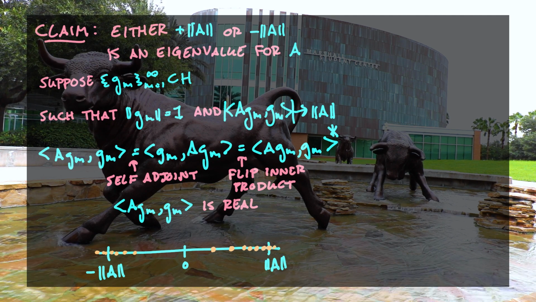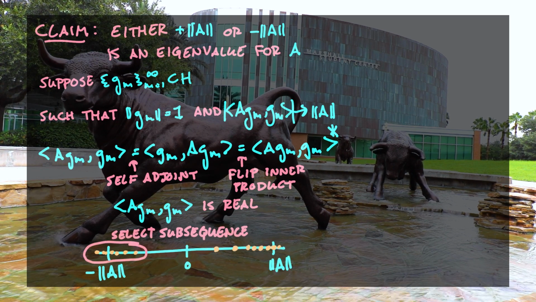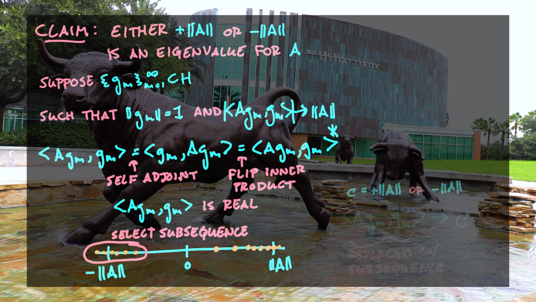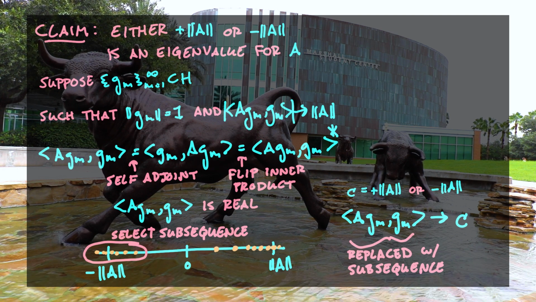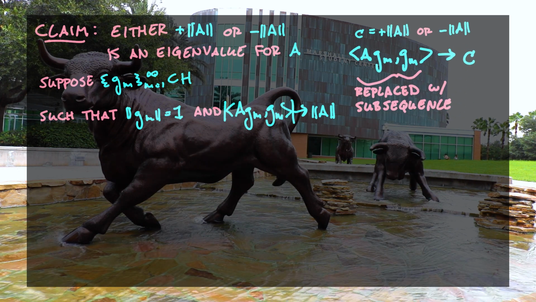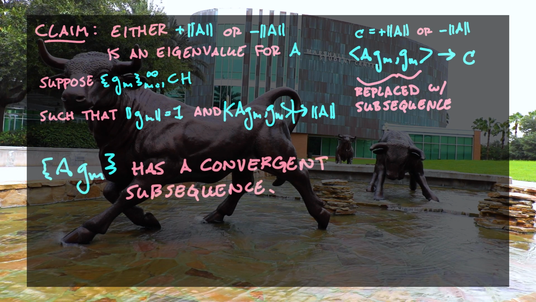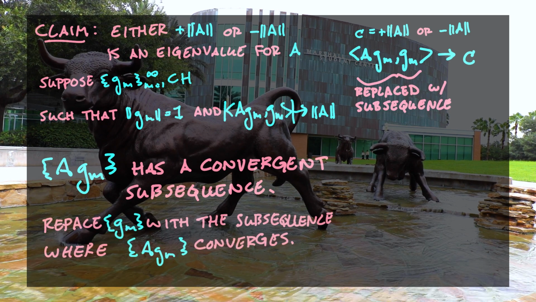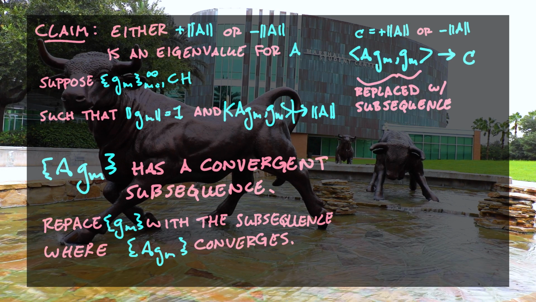And so what we can do is replace the inner product of A g_m with g_m with a subsequence that is converging to one or the other, so we'll just ignore the other guys. And we will write c as either plus the norm of A or minus the norm of A. And the c will eventually become one of our eigenvalues. Let's also note that since g_m is a bounded sequence and A is supposed to be a compact operator, there is a subsequence of A g_m that converges. And so we'll go ahead and replace the sequence of g_m with that corresponding subsequence that converges under A. We will use this later to show that g_m itself actually converges.